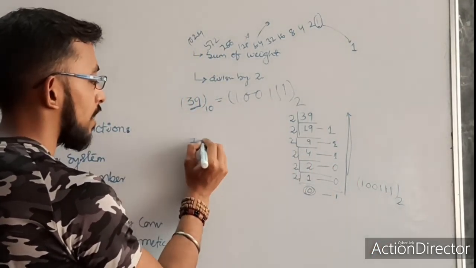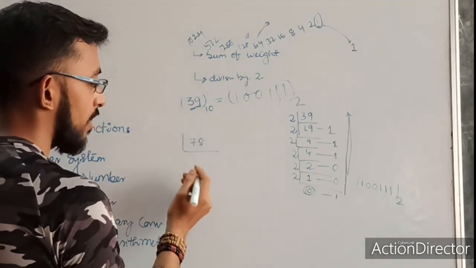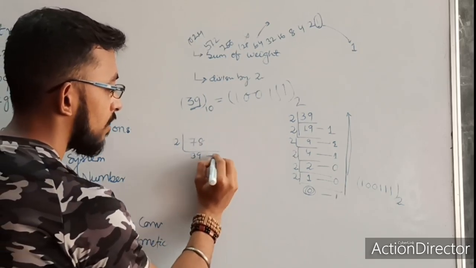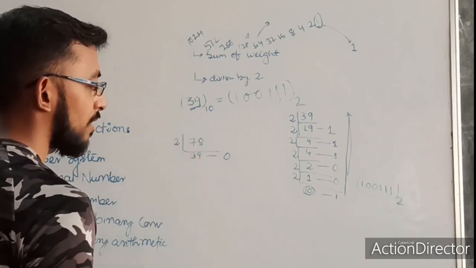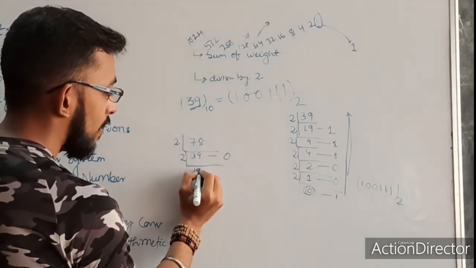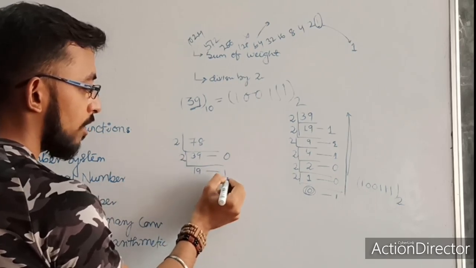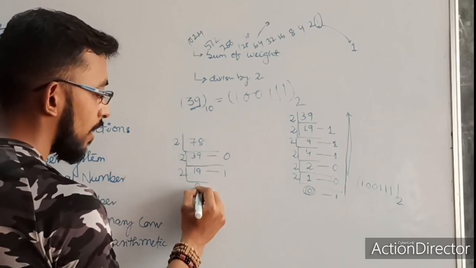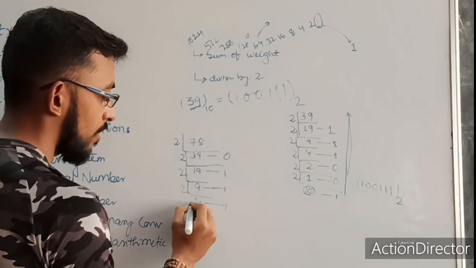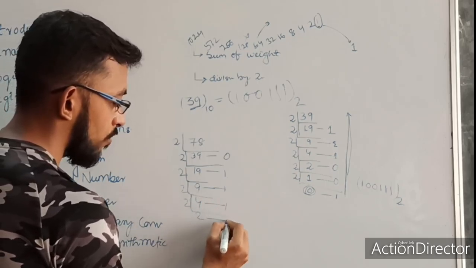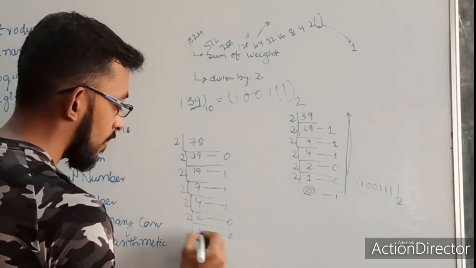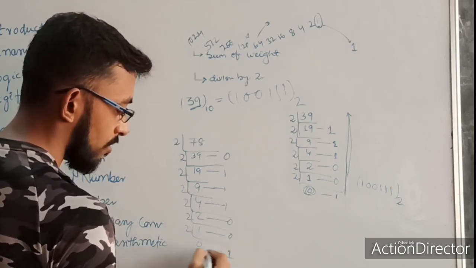Let's take one more example. 78 is given. If I divide by 2, I get 39, since 2 times 39 is 78, with remainder 0. Now if I divide 39 by 2, I get 19, since 2 times 19 is 38, with remainder 1. If I divide by 2, 9 cross 2 is 18, with remainder 1. Dividing again, 2 cross 4 is 8, remainder 1. Again, 2 cross 2 is 4, remainder 0. Again, 2 times 1 is 2, remainder 0. Dividing 1 by 2, the quotient is 0 and the remainder is 1.